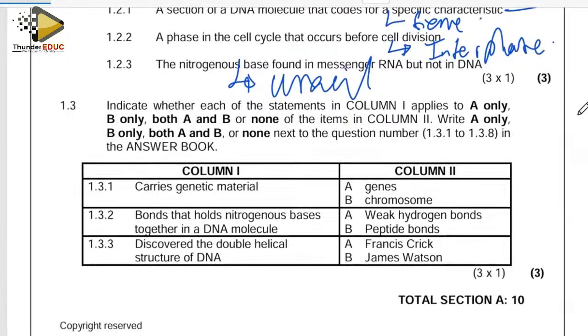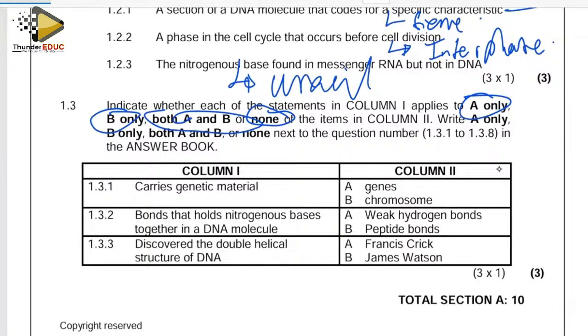When it comes to this, you have to take note of this. When they say A only, B only, both A and B, none, don't say A, don't say both, don't say B. You say A only, B only, both A and B, or none. Is it clear? Yes.